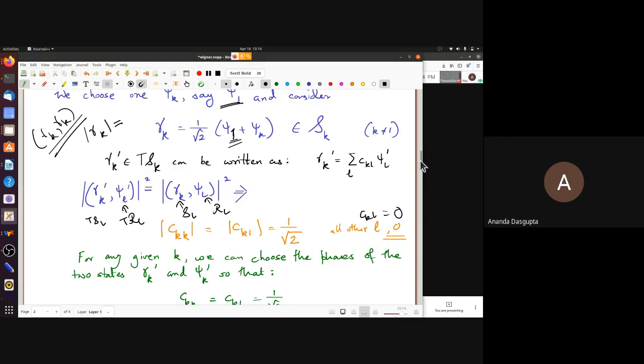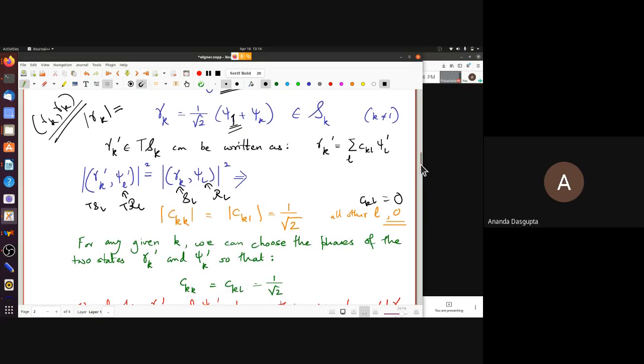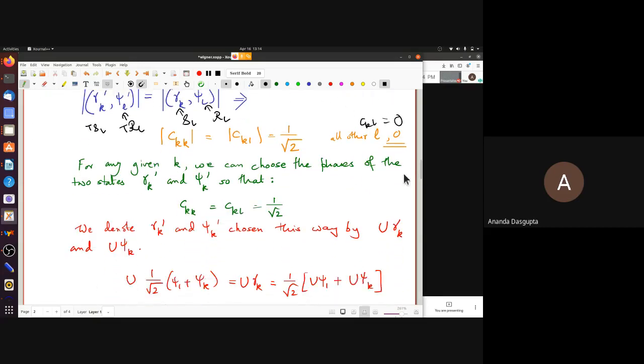Now this is fine. This is what our original definition tells us. But for any given k, we can choose the phases of the two states, gamma k prime and psi k prime. So that's what is fixing the phase for us. We are going to choose the phases in such a way that gamma k prime and psi k prime will be chosen so that ckk and ckl are given by 1 by root 2 each. So they are chosen to be real positive. Okay.